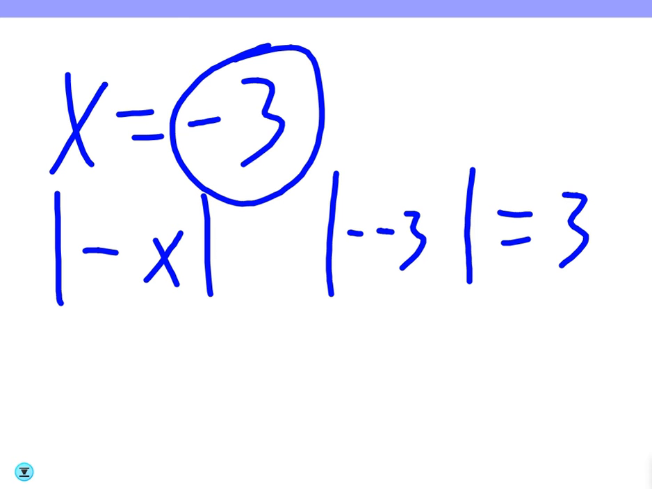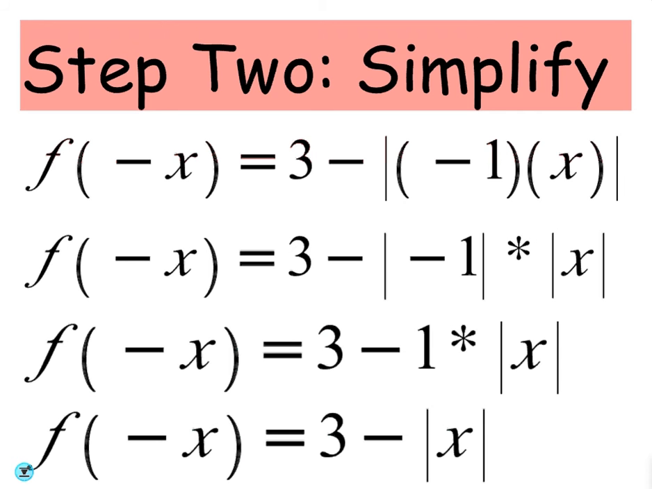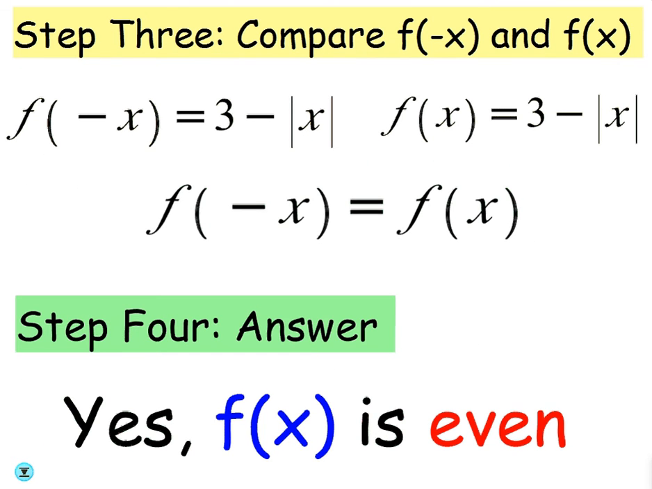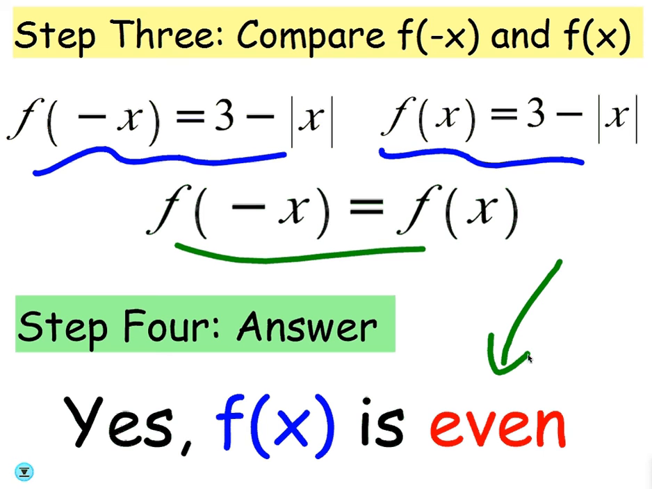Anyway, the bars don't go away. It remains absolute value of x. The only thing that goes away is the negative. Okay? So when you simplify, you get 3 minus absolute value of x. Now, is that the same as what we started with? Yes, it is. So when you compare the two, they are the same. Therefore, we can say it is even. Remember, the definition of even is f of negative x is equal to f of x.